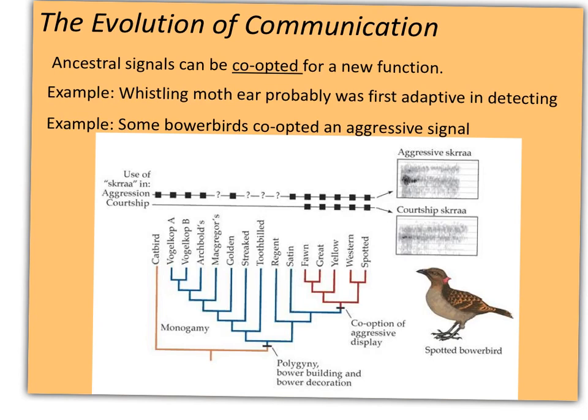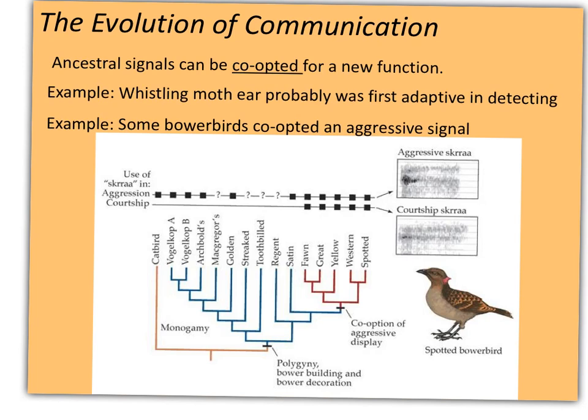So the ancestral signals can be, this is exaptation, co-opted for new functions, right? Kind of like what was going on with the moth responding to the bats, as well as using it as a means of communication.